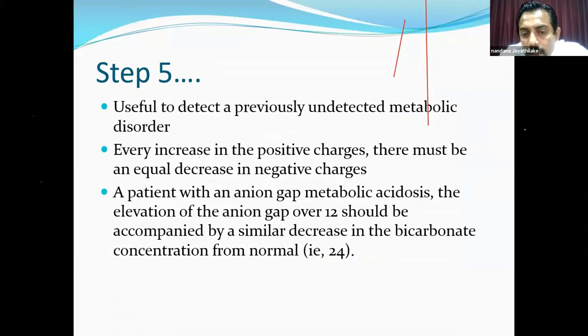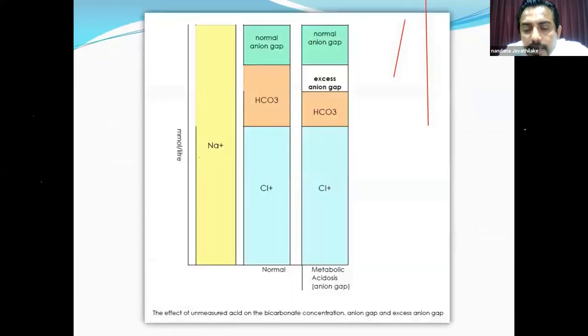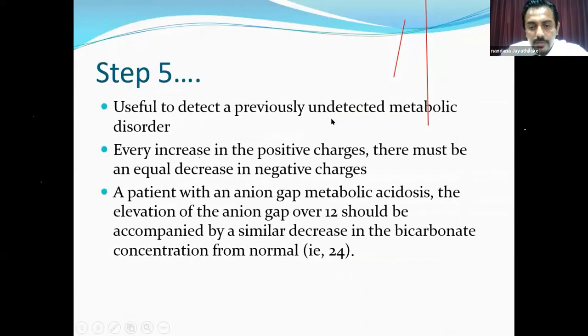In a patient with an anion gap metabolic acidosis, the elevation of the anion gap over 12 should be accompanied by a similar decrease in the bicarbonate concentration from the normal level. Every increase in anion gap should cause a similar decrease in the bicarbonate. As you can see, with every increase in anion gap, the bicarbonate level goes down from 24.